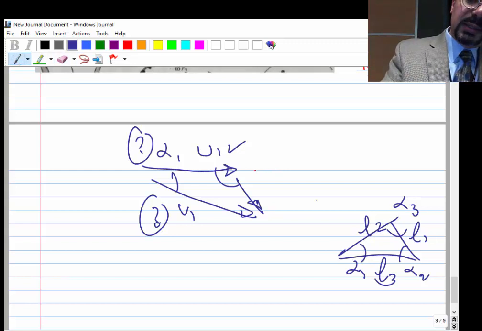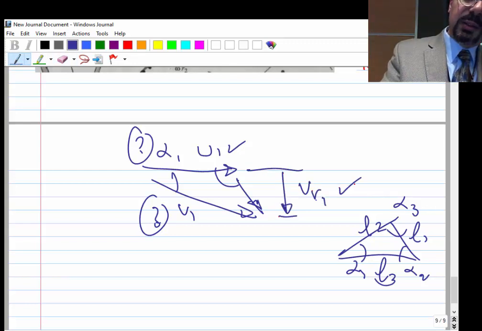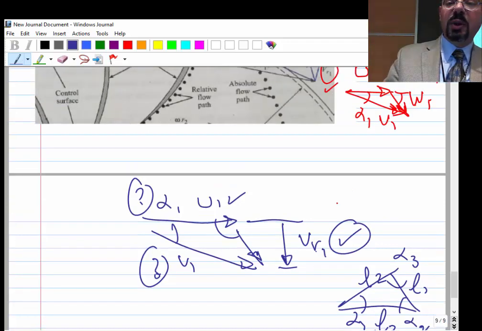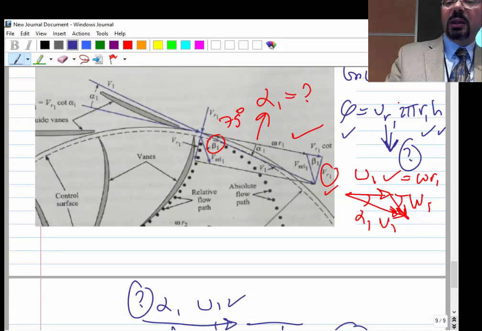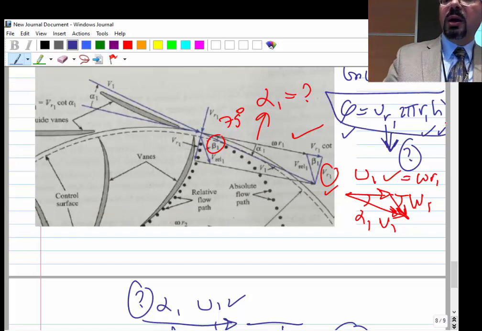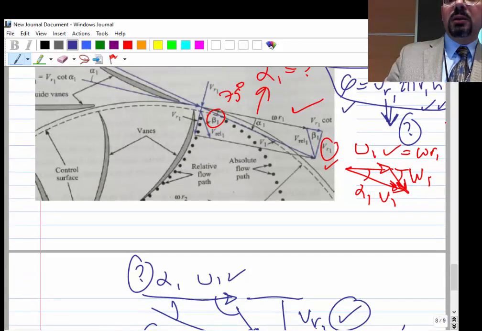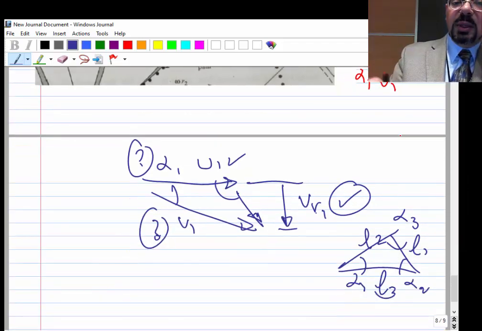So what we know is this distance. This is VR1. We just calculated this from where? From m dot. Okay. So this equation Q equals VR1 squared by RH1 will allow you to calculate VR1. Right? We just calculate VR1 from this. And we know U1 from omega R.